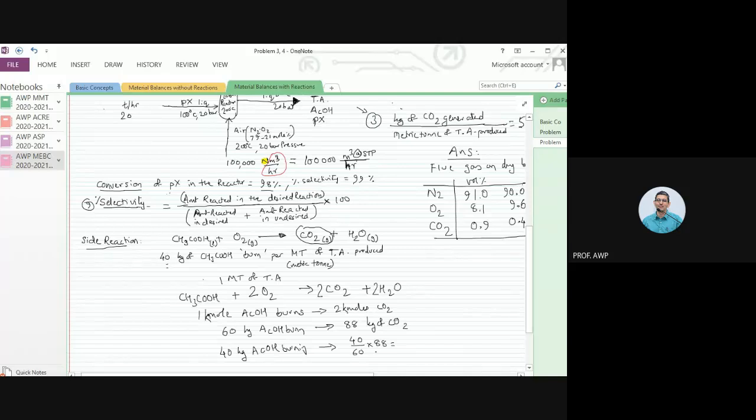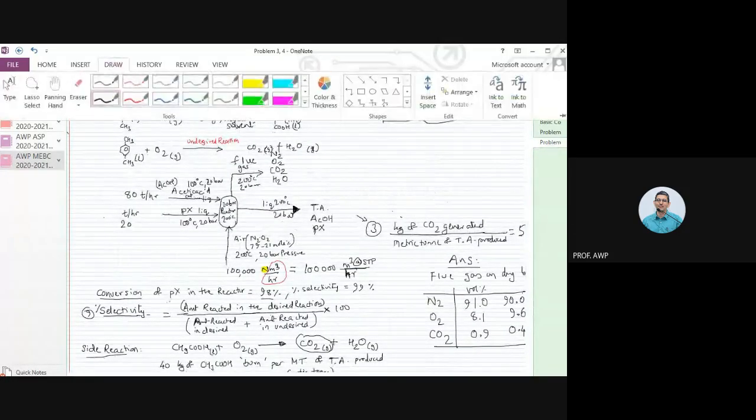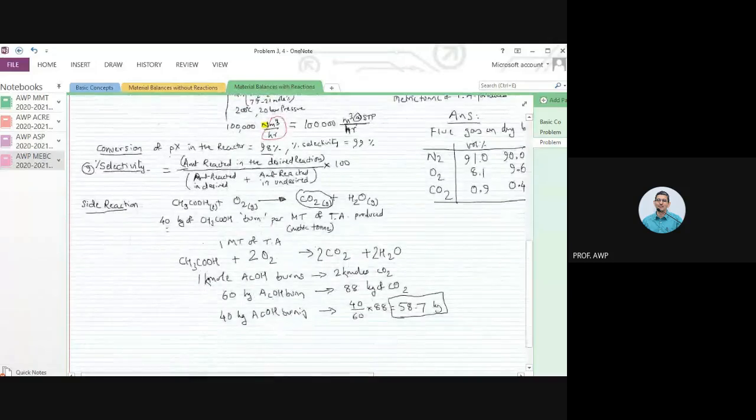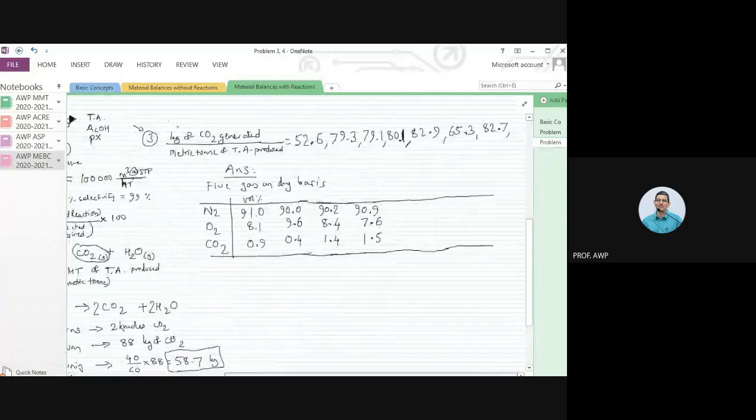No, wait a second. Let me complete. You are super smart and super intelligent, but let me complete what I'm talking about because other people may benefit. This will be 58.7. So the minimum amount that would be generated is 58.7 plus the extra carbon dioxide that is getting generated from here, isn't it? That is the reason I immediately said that 25 seems to be something wrong.